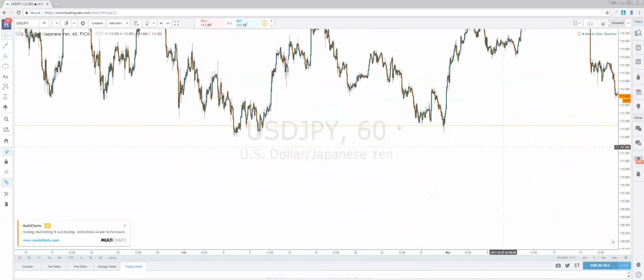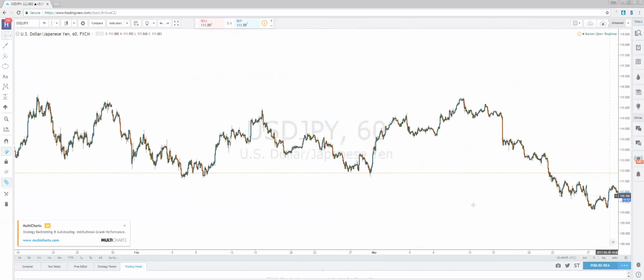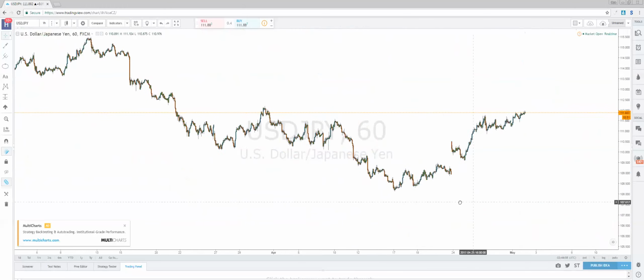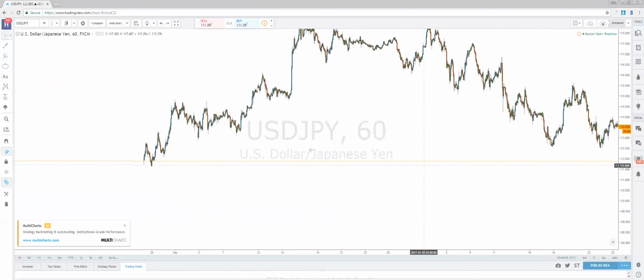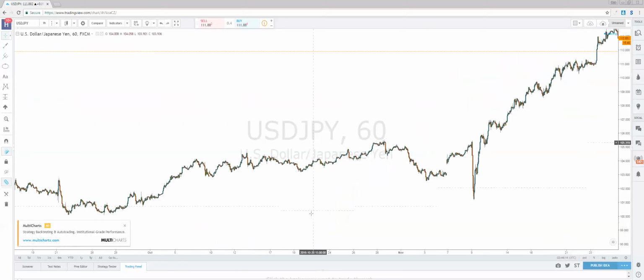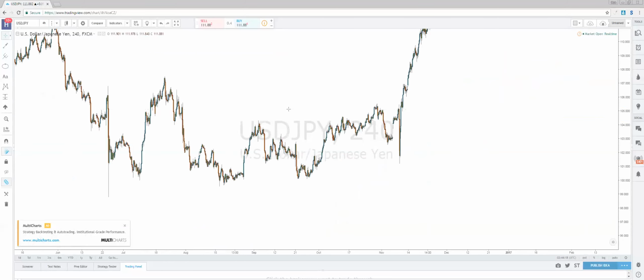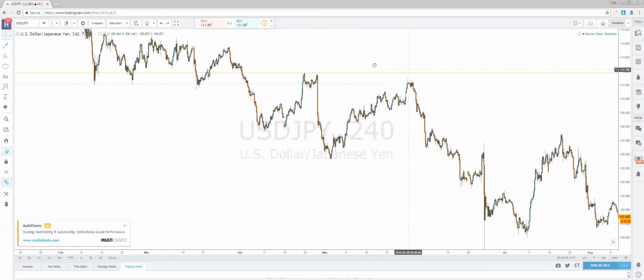Okay. Let's go over uptrends. So that was a downtrend. I'm gonna go over uptrend. Uptrend is pretty much the complete opposite. Let's scroll around. Let's go in a higher time frame. Let's go in a 4-hour time frame.